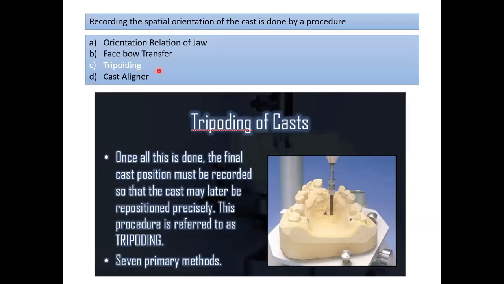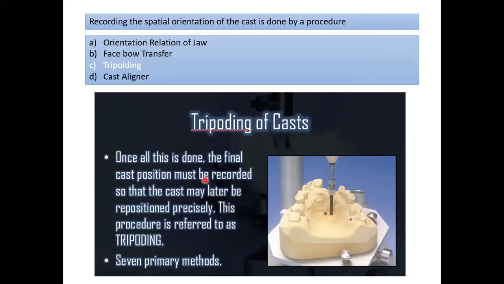Tripoding gets its name from the three tripods used for a still camera when you plan to take photographs of a place from your camera. You will place your tripod, right? Similarly, in your cast you will mark 3 points. These 3 points are called tripod. Thereby you are recording the spatial orientation of this cast in 3 points. The same points can be used when you want to use the same cast for different purposes, for planning your cast partial denture.